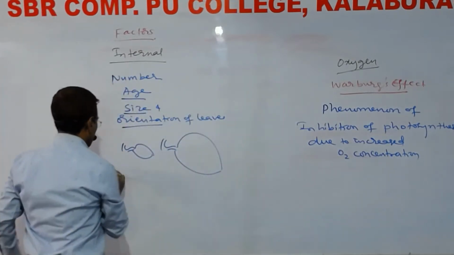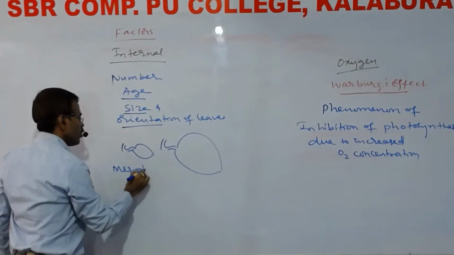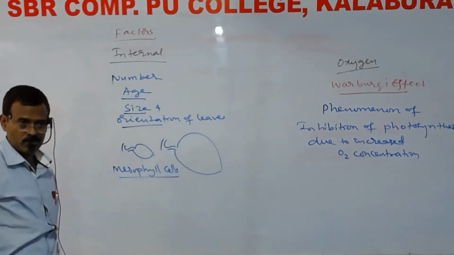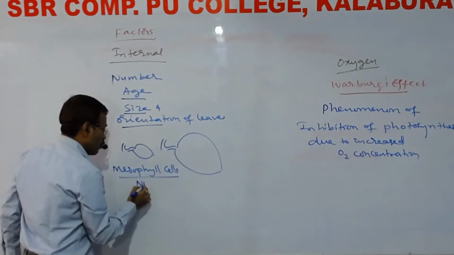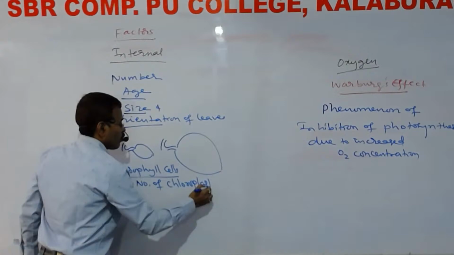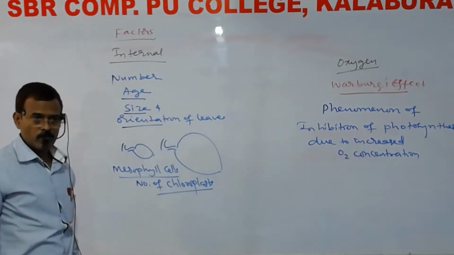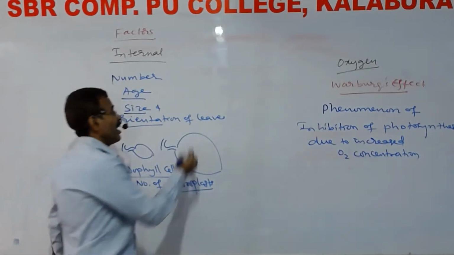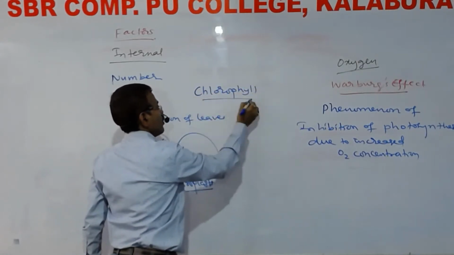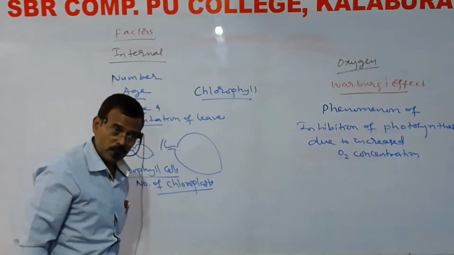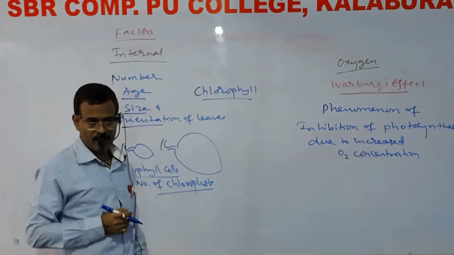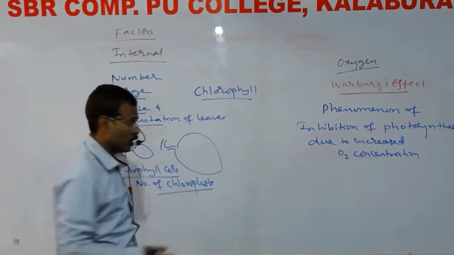Then you have the mesophyll cells. The more the number of mesophyll cells, the greater the rate of photosynthesis. In the mesophyll cell, the number of chloroplasts should be more. Then chlorophyll content should be high, the number of chlorophyll pigment molecules should be more. There are some plants, they are parasitic plants like Cuscuta.